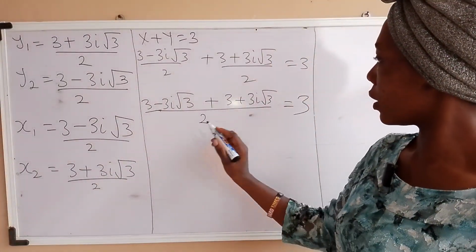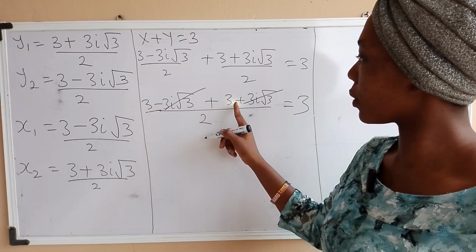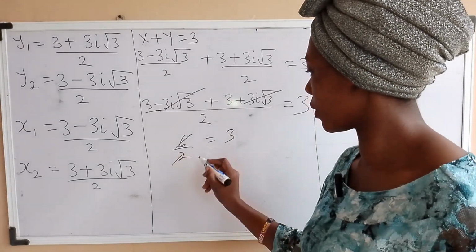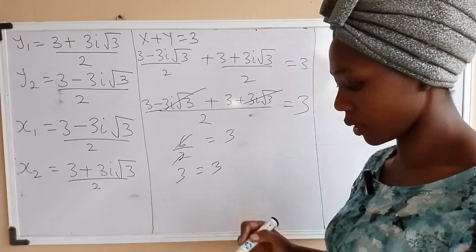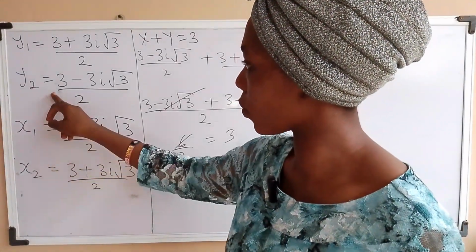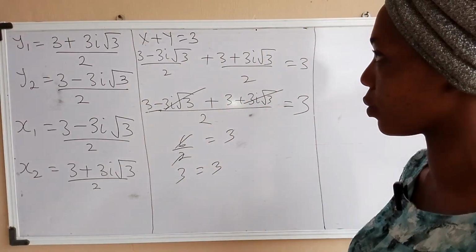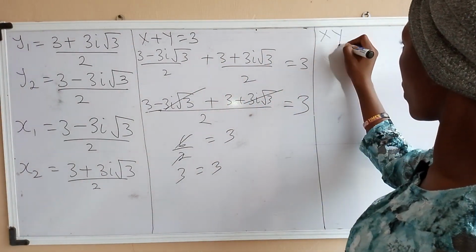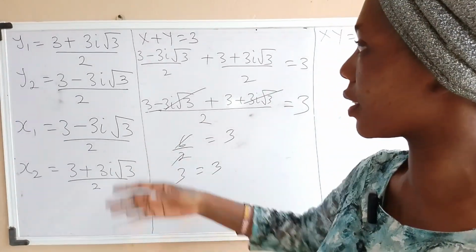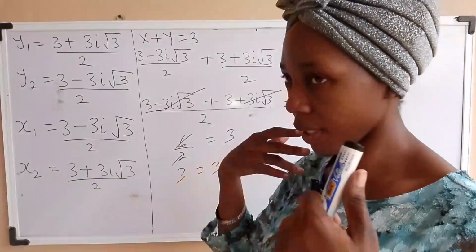So if you check, this and this are the same, so we strike them out. 3 plus 3 is 6 over 2 to give us 3. When we divide, we have 3 equals 3. If we do it again the same way, x2 and x1 will still give us the same procedure. So let's not waste time. Let's go to xy equals 9 and prove again. Because if you watch them, they are just the opposite of each other. So this is the opposite of this, this is the opposite of this. So they are still the same thing.